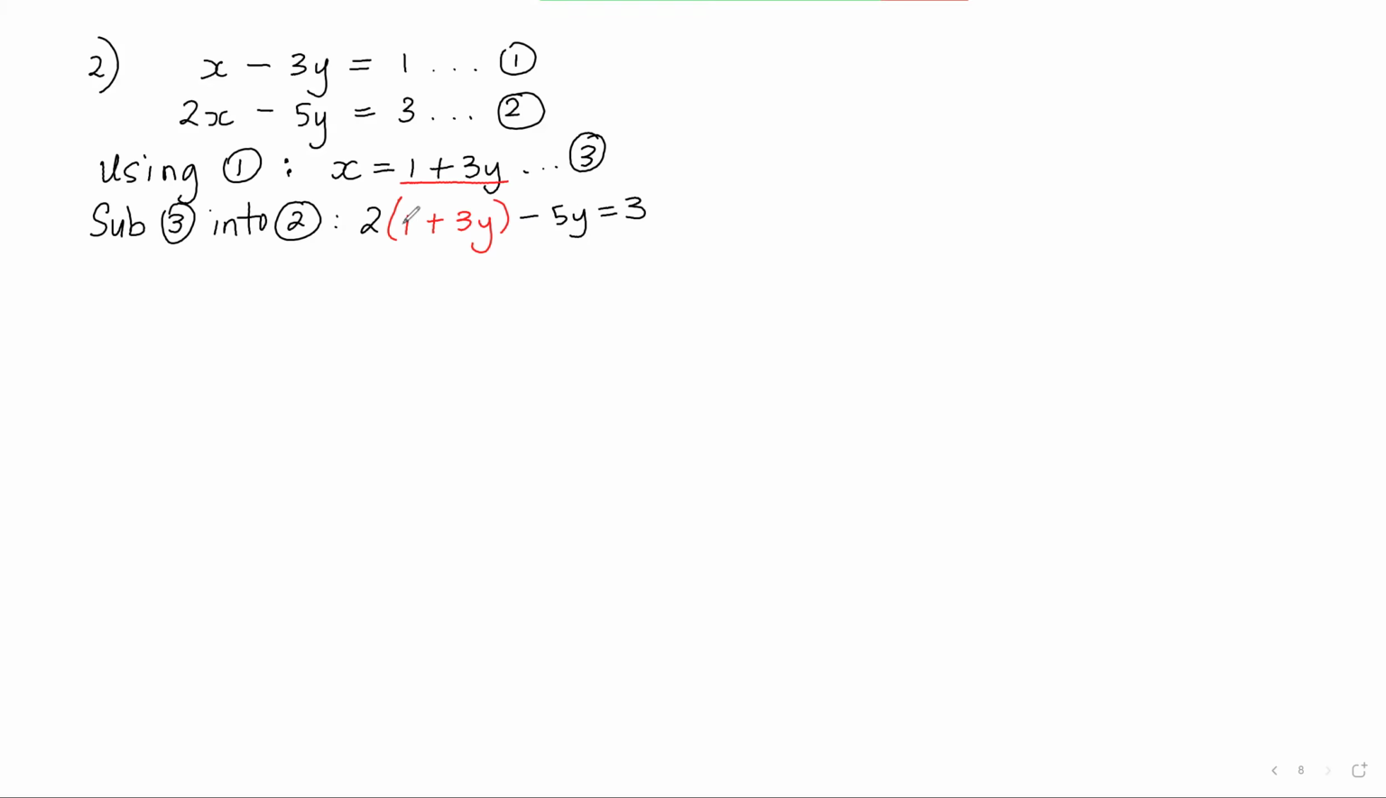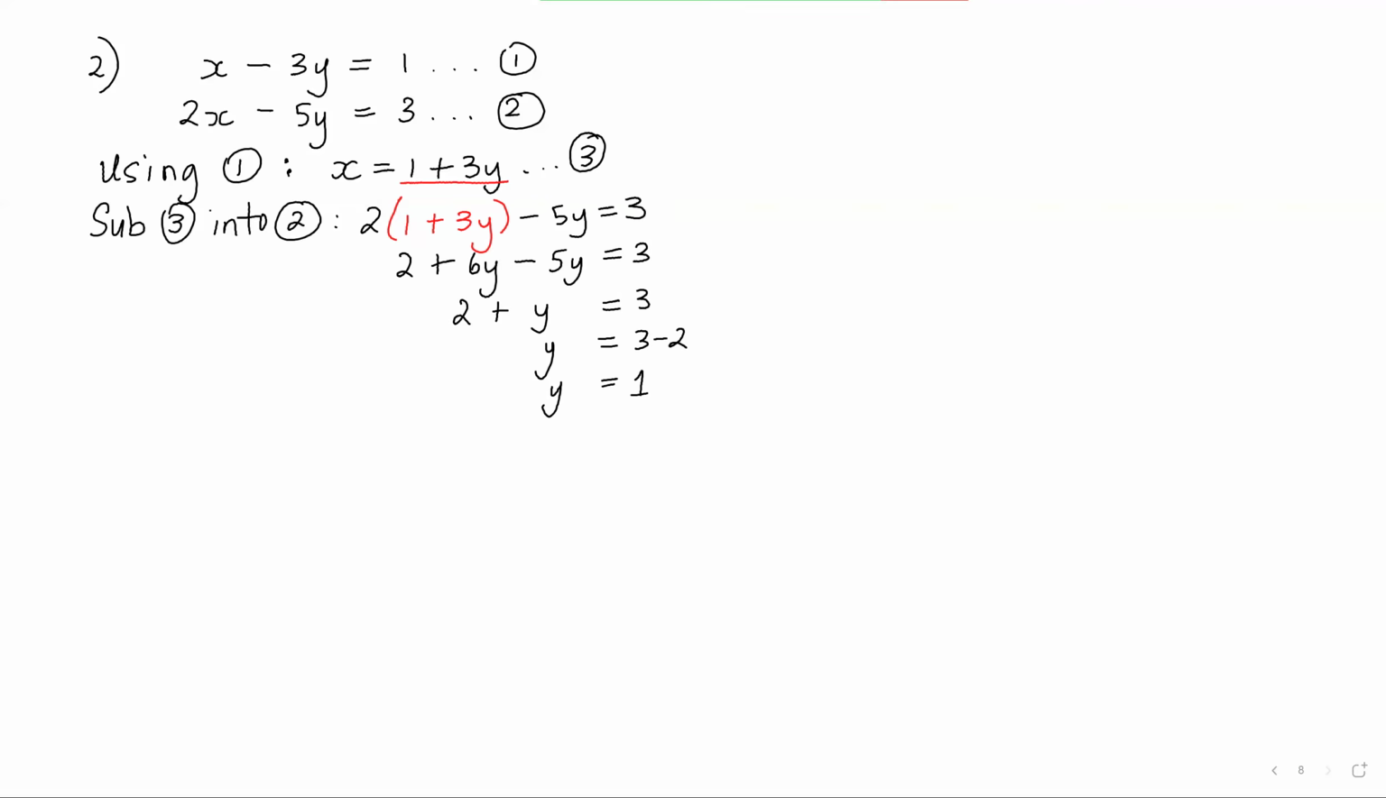So 2 times 1 plus 3y will be 2 times 1, which is 2, plus 2 times 3y, which is 6y, minus 5y is equal to 3. So then simplifying this side, you'll get 2 plus 6y minus 5y is just 1y. All of that is equal to 3. So y is equal to 3 take away 2, which makes y equal to 1.